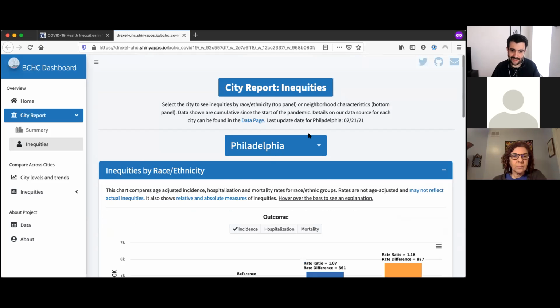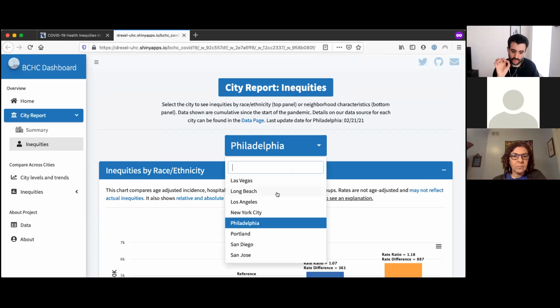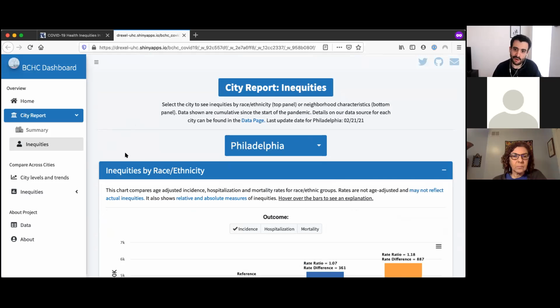Now, what this allows is for you, again, to go through each one of the cities. We believe that one of the most interesting things of this dashboard is our ability to compare different cities. And that's the second section of the dashboard that we can find down here in the Compare Across Cities dashboard. So let's go to the first part there.